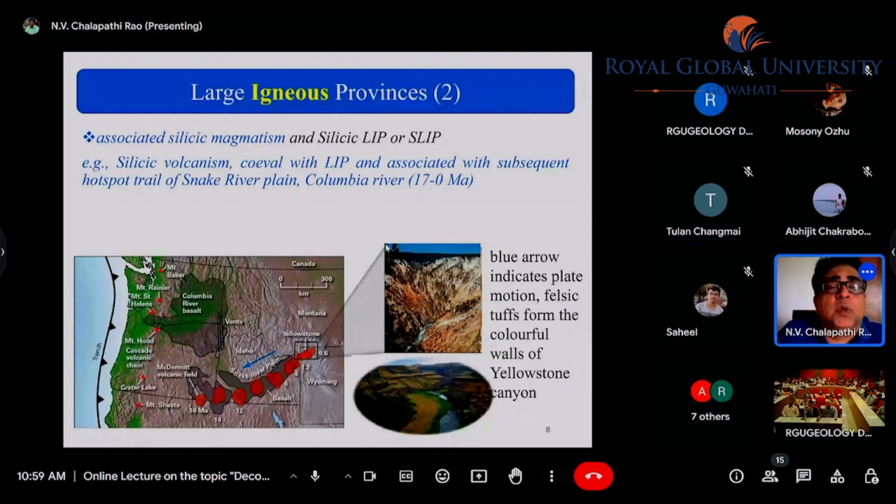As I told you, they are also associated with silicic magmas, and silicic LIPs are also present. For example, the most famous one is the Snake River Plain in the US, which is a very young silicic LIP. It ranges from present day to 17 million years. This is where you find silicic volcanism very rampant in these parts of the US. Yellowstone National Park, a very famous geological heritage site, is one of the areas present in this silicic LIP.